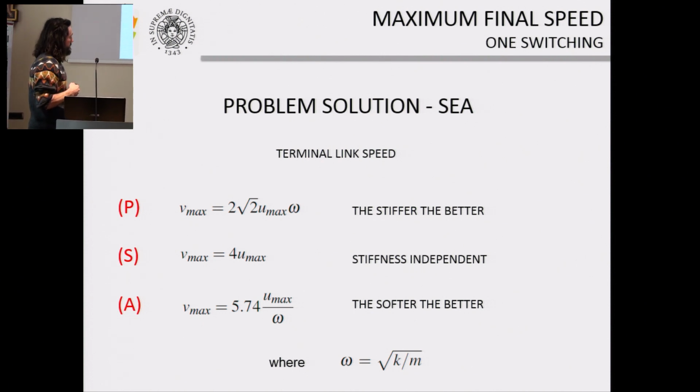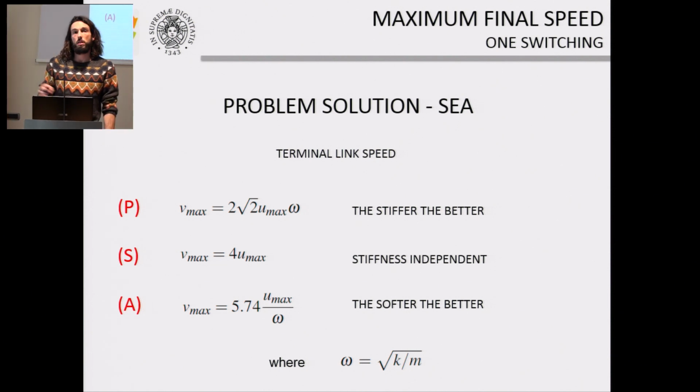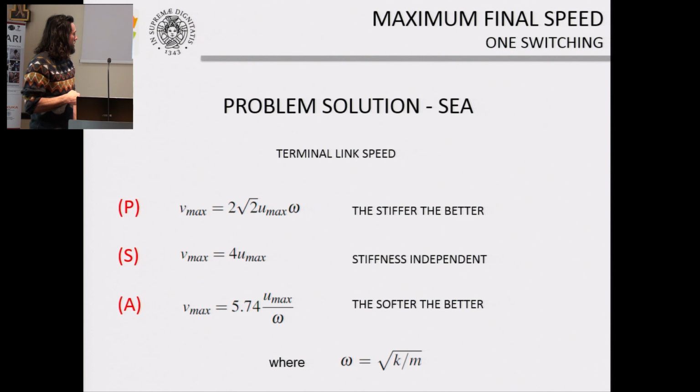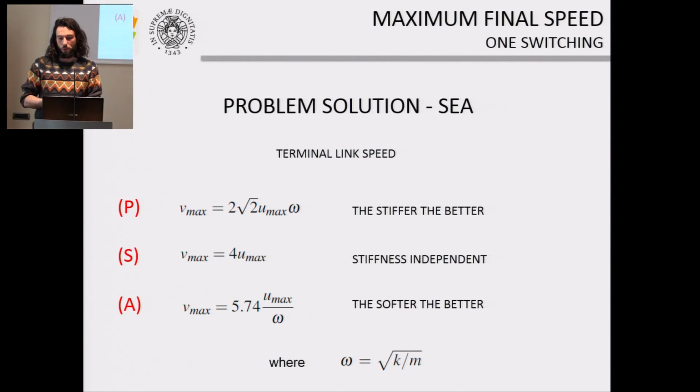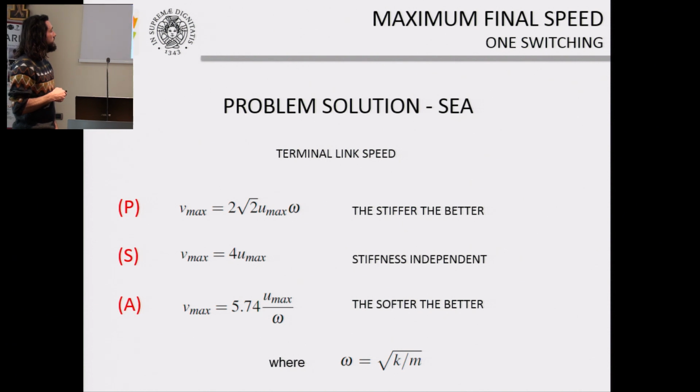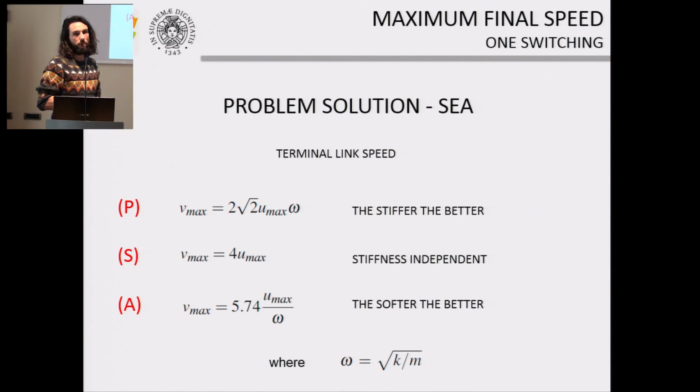In the speed control case, the maximum velocity the actuator can reach is independent of the stiffness. In the acceleration control case, the maximum speed decreases if the stiffness increases. Okay, so it's strange. We are studying the same problem, and on the basis of the model we are using, we obtain three very different behaviors of the solution.